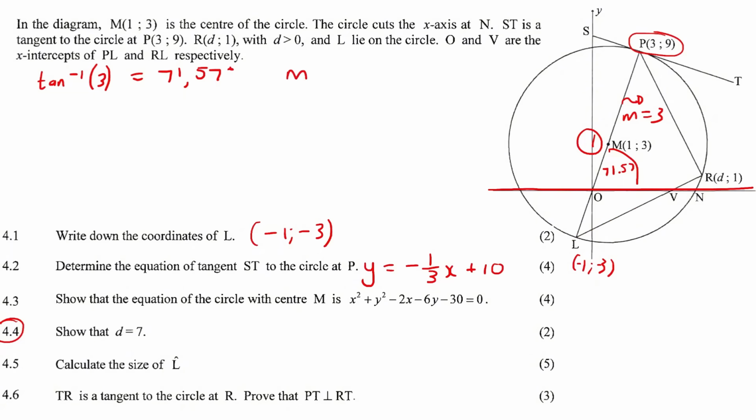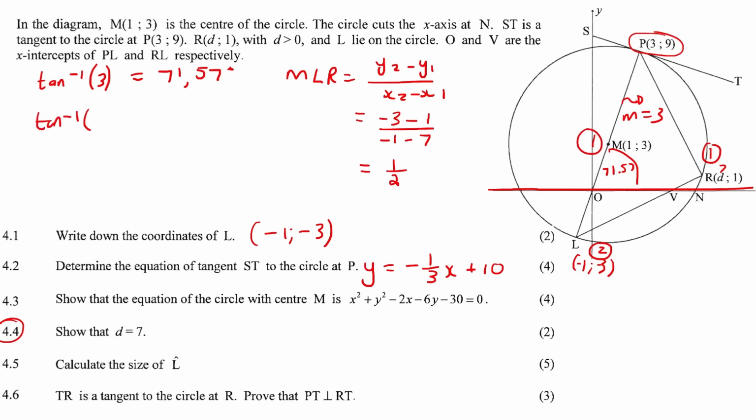Then you can go work out the gradient of this line. So we can work out the gradient of LR, and we know that the gradient formula goes like this. I'm going to use this as point 2, and this is point 1. And remember that D is 7. So we can then say minus 3 minus 1 over minus 1 take away 7, and that would eventually give us a half. So then we can say shift tan of a half is 26.57 degrees. So now we have this angle here is 26.57.